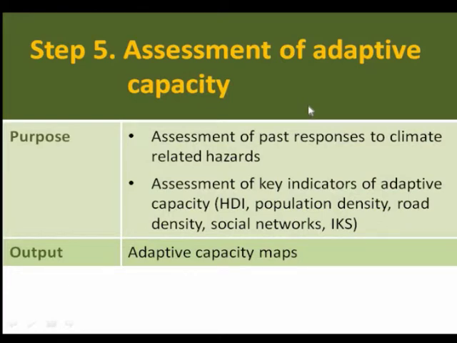Step number 5 is on the assessment of adaptive capacity. The main purpose of this step is to assess the past responses to climate-related hazards, which will form basis for identifying potential adaptation strategies to cope with future climate, and the assessment of key indicators of adaptive capacity, such as Human Development Index, population density, road density, social networks, even indigenous knowledge systems. The main output of this step are adaptive capacity maps.